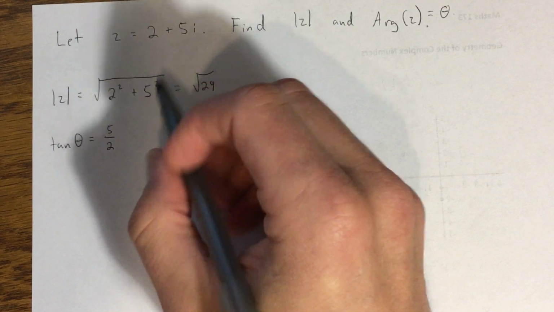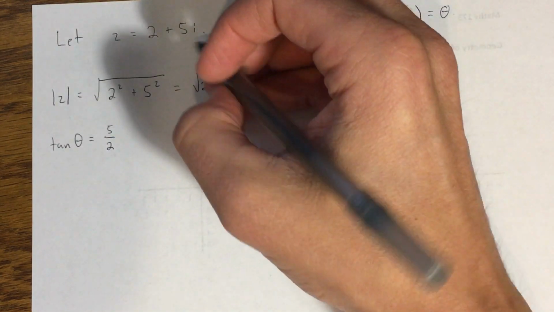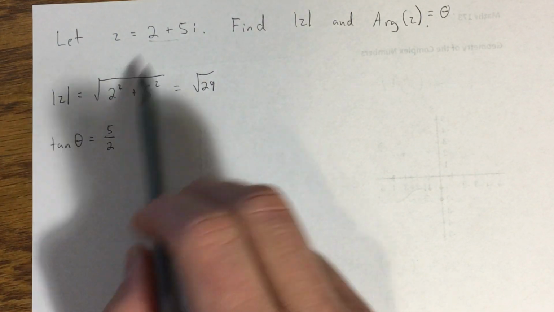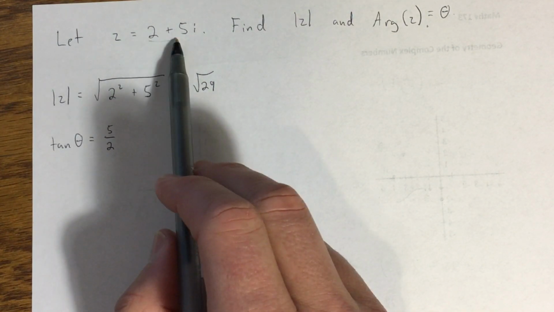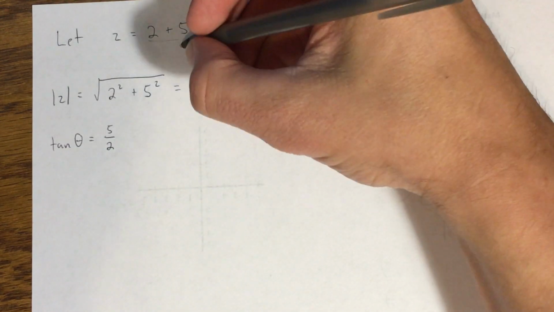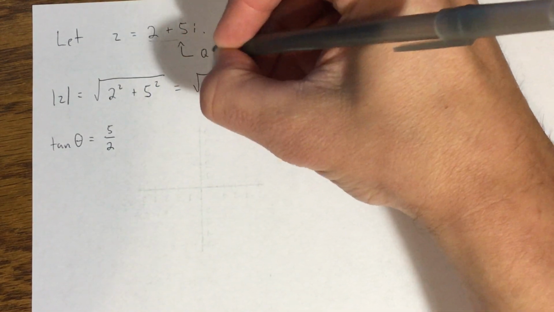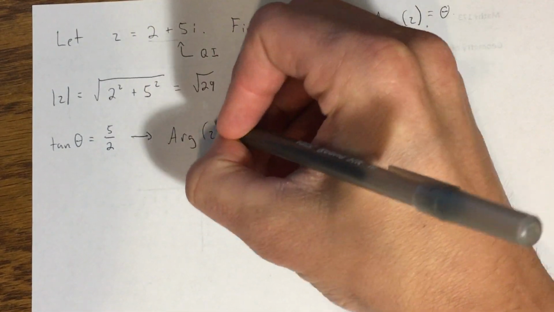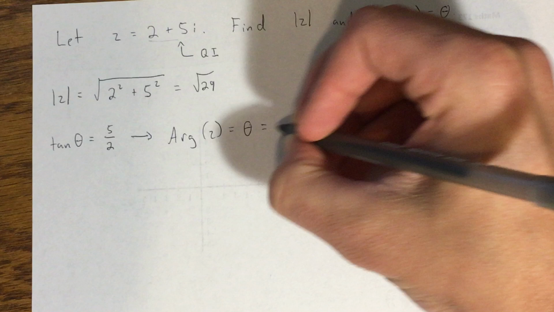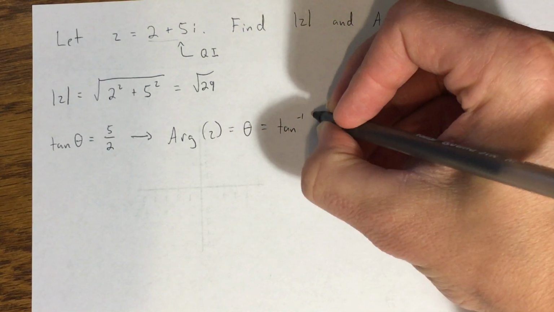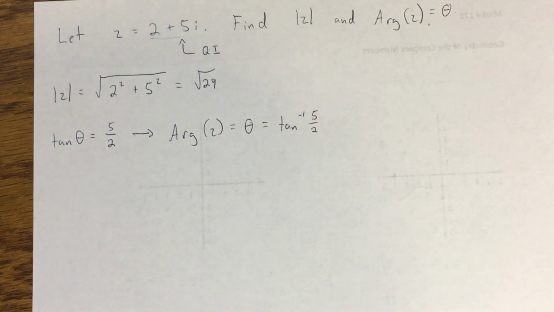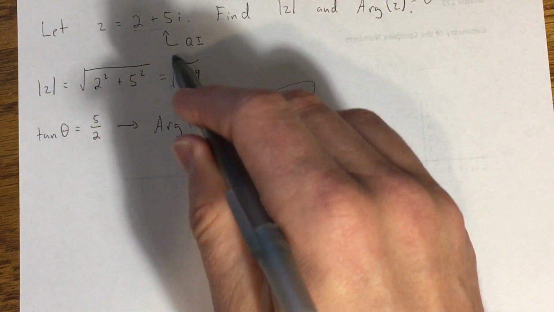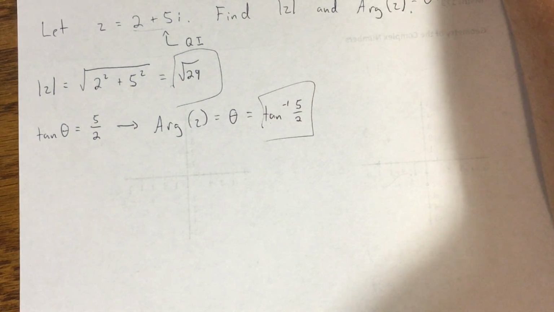So if I were to plot this point, notice both my real and imaginary parts are positive. That means this would be in the first quadrant. So this is in quadrant 1, which means my argument of z, which is the same thing as theta, is equal to the inverse tangent of 5/2. And yeah, I could plug that into a calculator, but I'm satisfied just leaving it in this form. So this answers both of those questions.